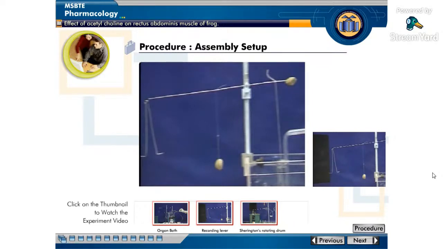For proper recording of responses and for proper relaxation of muscle preparation after drug effect, application of proper tension or load is required. For example, for frog's rectus abdominis muscle preparation, the tension prescribed is 1 to 5 gram. This tension is applied on the longer arm of the lever.